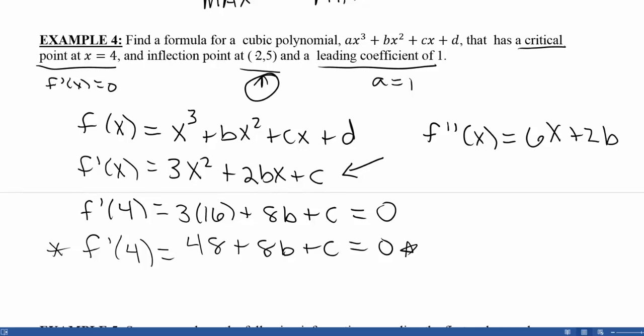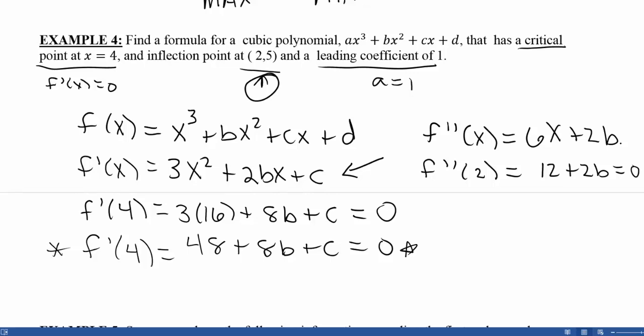So if we have an inflection point, then that means that at 2, our second derivative should equal 0. Because to the left of 2 and to the right of 2, we should have different signs of the second derivative. And in order for it to change signs, it has to go through 0. So again, the 5 is not relevant to the second derivative, but the 2 is. So here, if I plug in a 2, I get 12 plus 2b, and that will have to equal 0. Because again, to the left of 2 and to the right of 2, we should have different signs, which means that at 2, we had to go through 0.